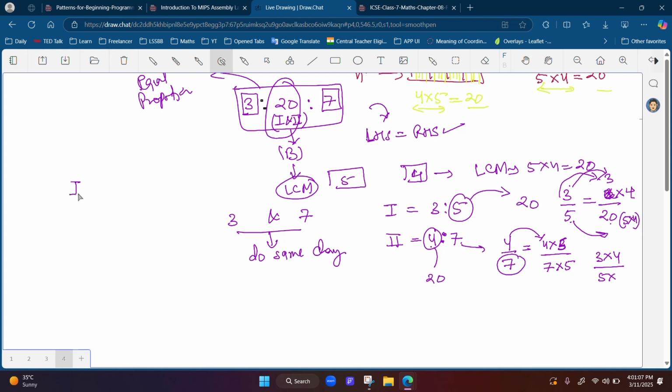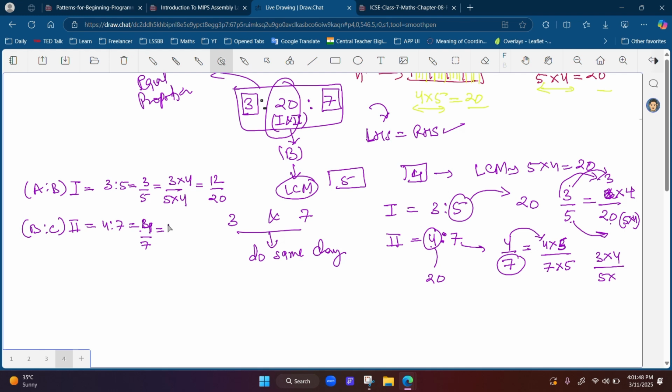Okay, let me write here. First ratio is this, which was changed to this, but here 5 was changed to 20 by multiplying by 4. So I'll have to do it in the numerator also. My new ratio becomes 12 over 20. Second is 4 ratio 7, and remember second is B ratio C. First is A ratio B. Now 4 ratio 7 can be written like 4 over 7.